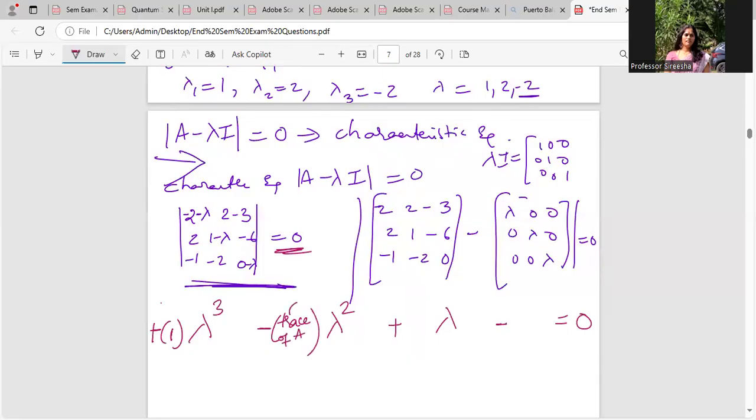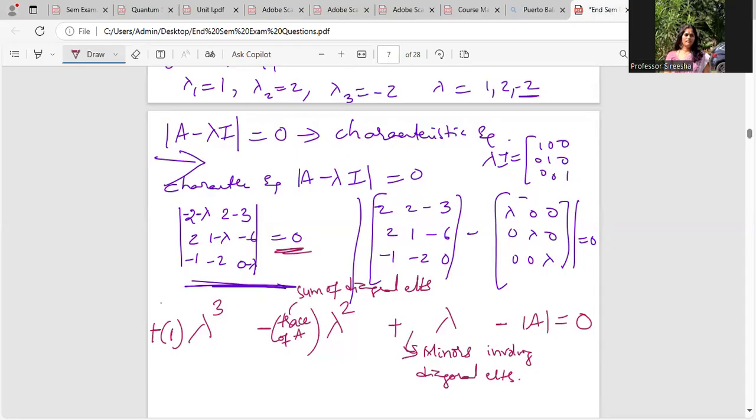Trace is nothing but sum of diagonal elements. Now what happens to this lambda coefficient if you ask me? It would include all minors involving diagonal elements, and this would be nothing but det A.